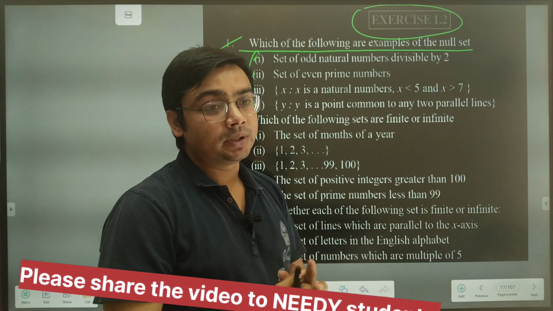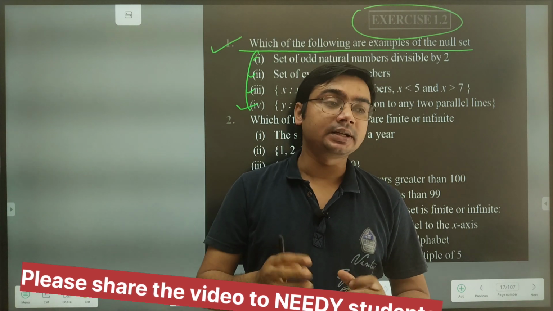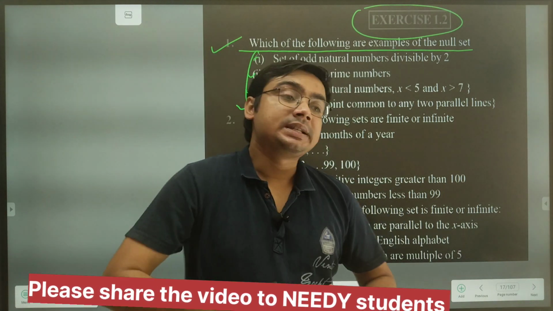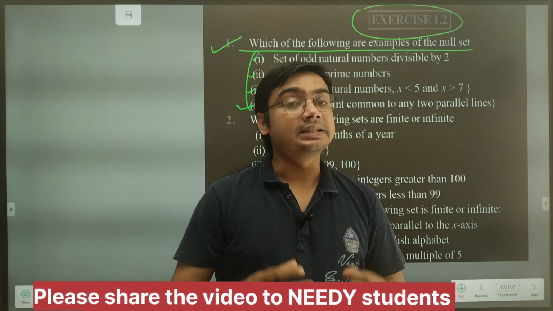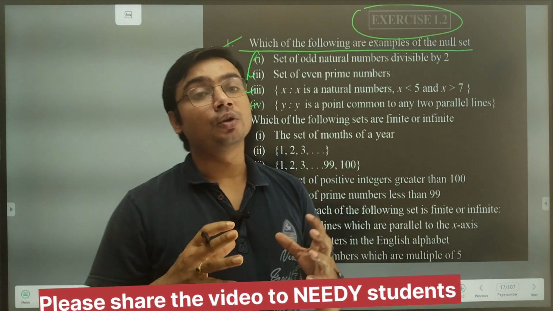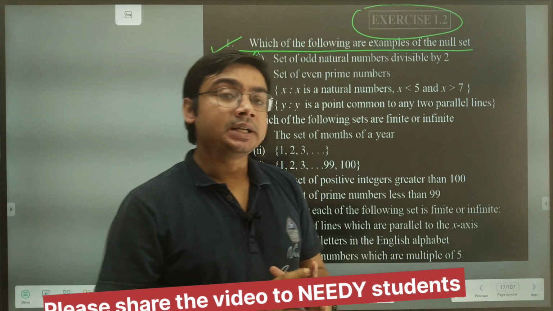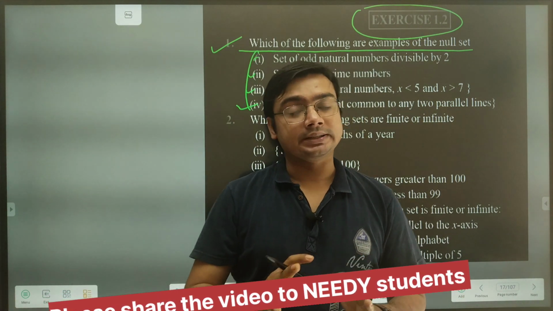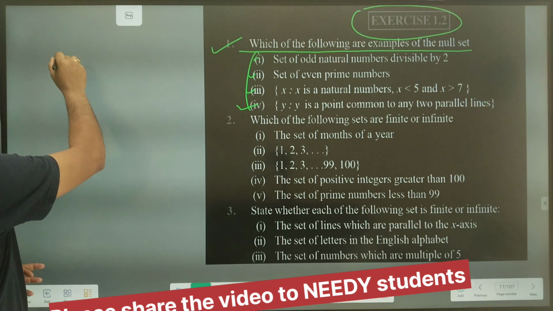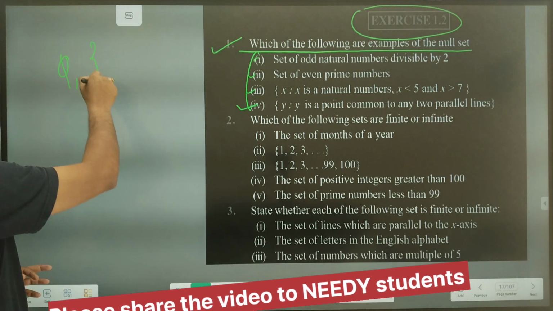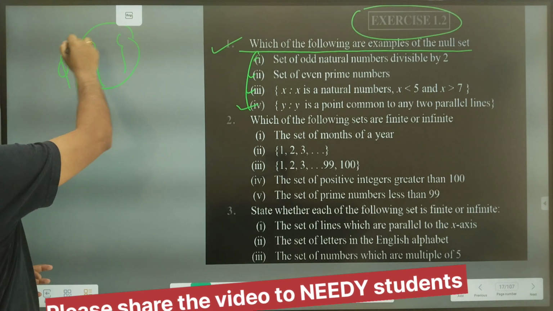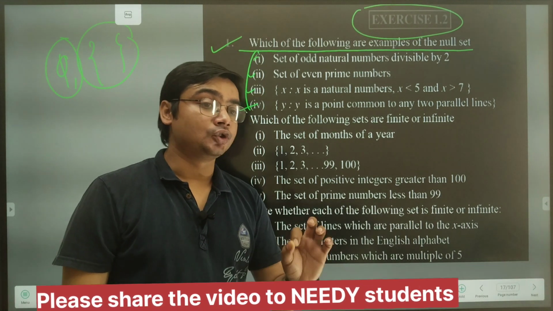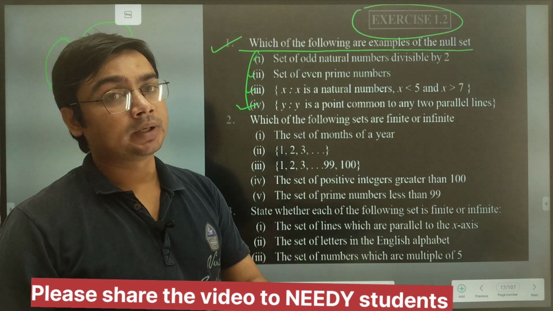Okay guys, we have already discussed the null set. Here I will try to recall the basic concept of a null set. What is a null set? A null set is a set which contains no element. That means a set which has no element is called a null set, and it is denoted by phi. So just remember, a set which has no element is called a null set.